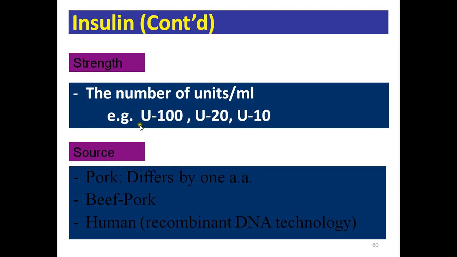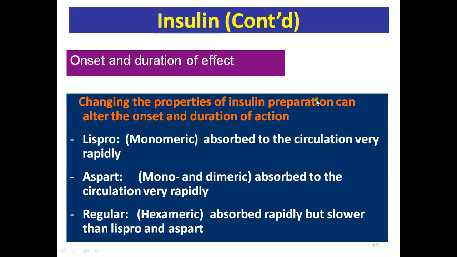The source is either pork or human insulin. Pork insulin is no more in use because it used to produce antibodies. Now this is the recombinant DNA technology, and human insulin is the one which is being prescribed. The pork one, or beef, is no more in practice. Onset and duration of effect change with the properties of the insulin preparation.